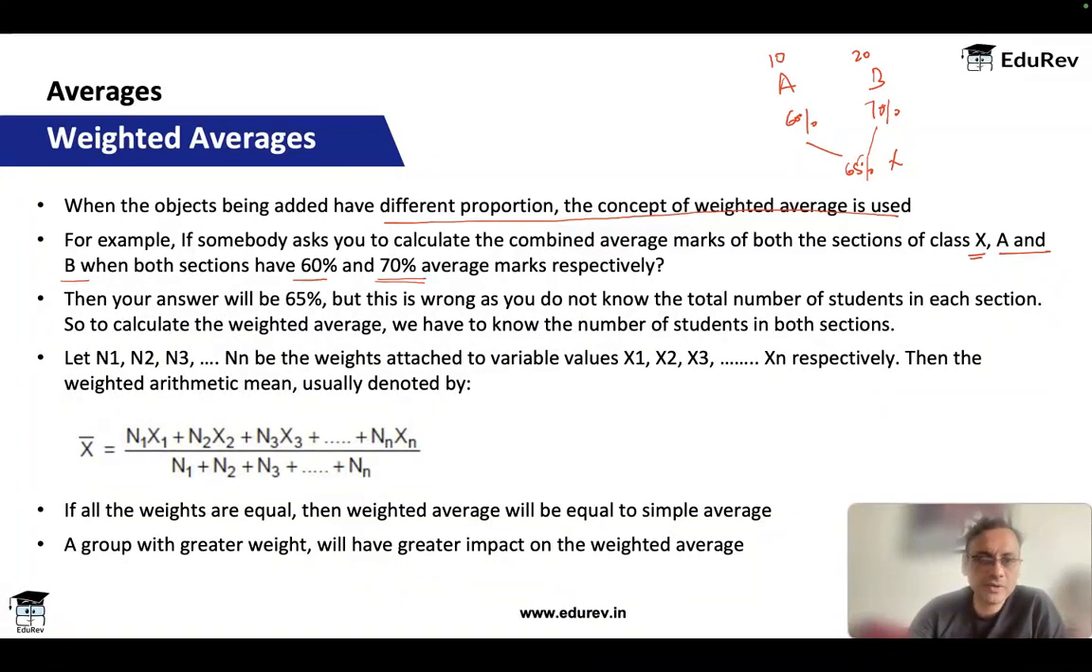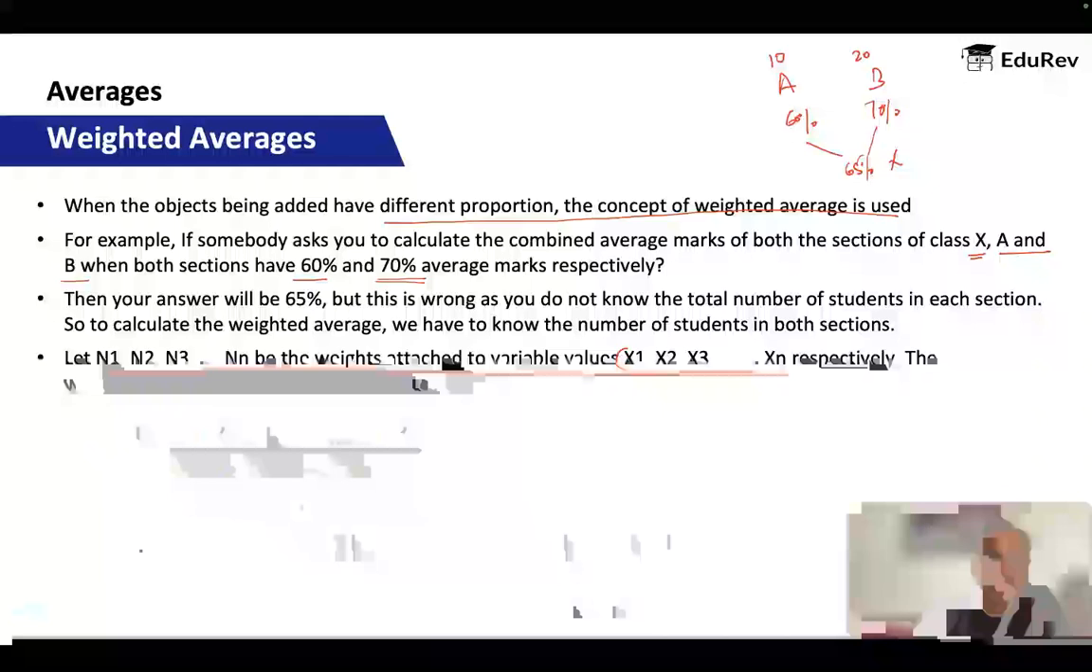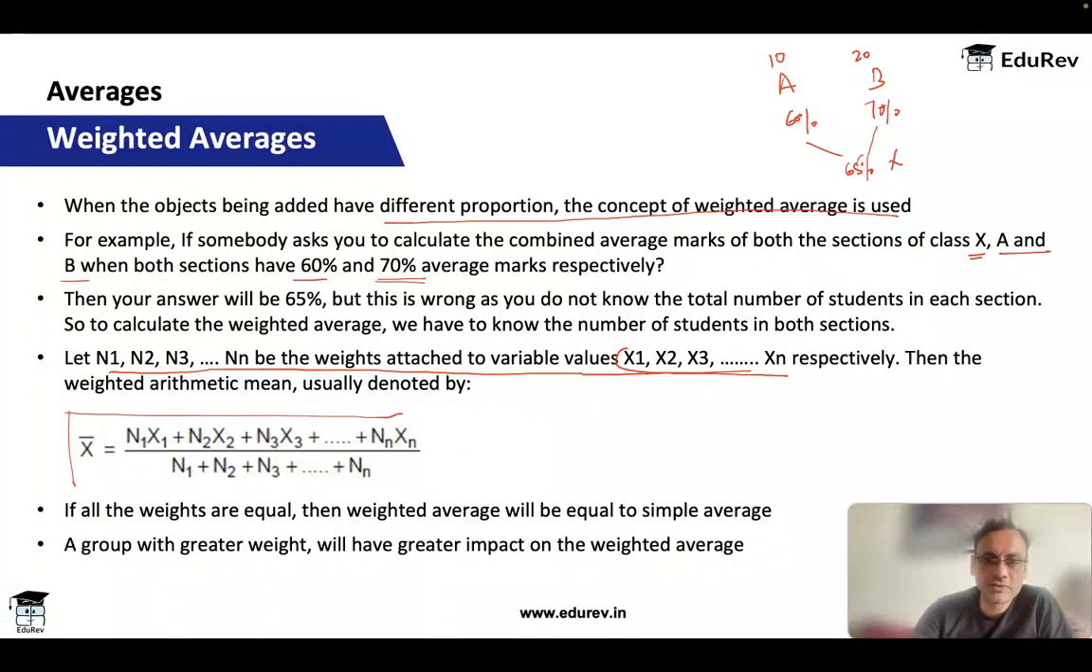Okay, so if n1, n2, n3 are the weights attached to the values or the averages x1, x2, x3, then the weighted average, this is how it is calculated. You multiply the weight with the value and then add all of them. You divide by the total sum of all the weights, and that will give you the total average.